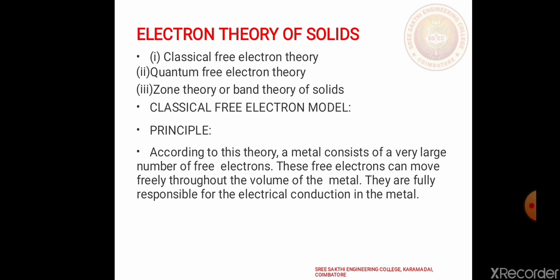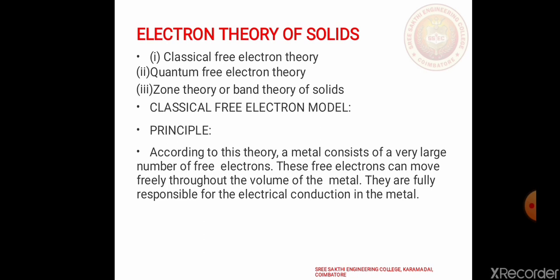Number 3, Brillouin zone theory or band theory. This theory is proposed by Bloch in 1928. It is explained with the concept that the electron moves in a periodic potential. This theory also explains the mechanism of semiconductivity based on the bands and hence it is called band theory.